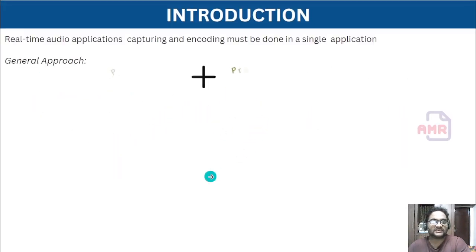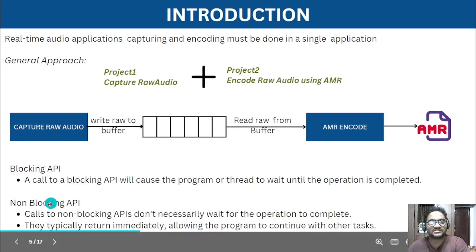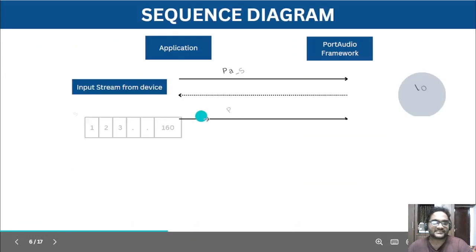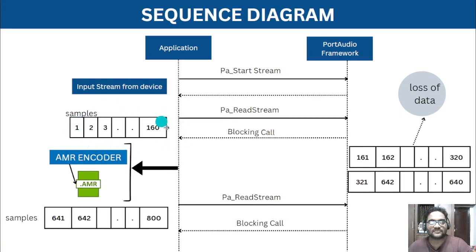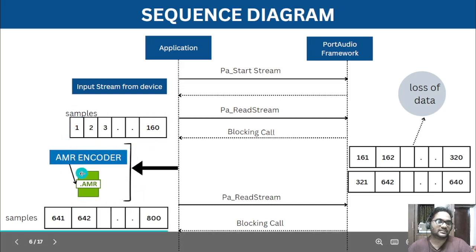And here we have seen the meaning of blocking API: it will block until the next execution. So until these 160 samples are obtained, the read stream call will not be handed over to the next set of calls. Okay, so after these 160 samples are converted, they are encoded here, and then finally we write them into this AMR file.